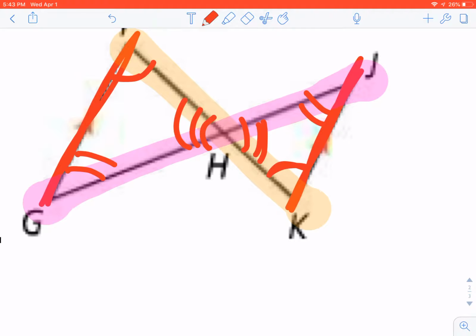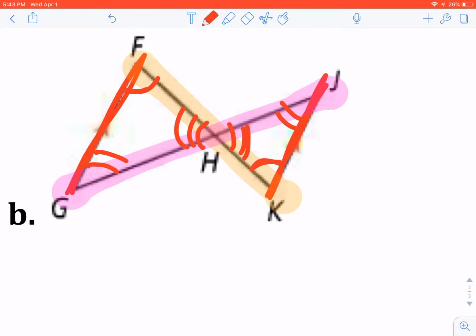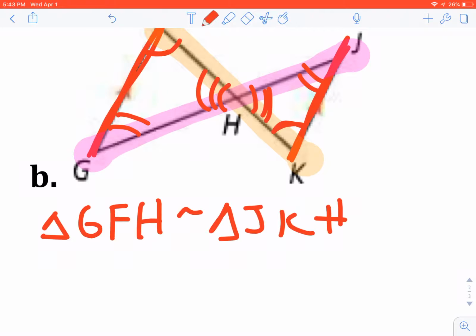So therefore, I can make the conclusion that triangle GFH is similar to triangle JKH. Alright? So, from here, we know they are similar by angle-angle similarity. Alright?